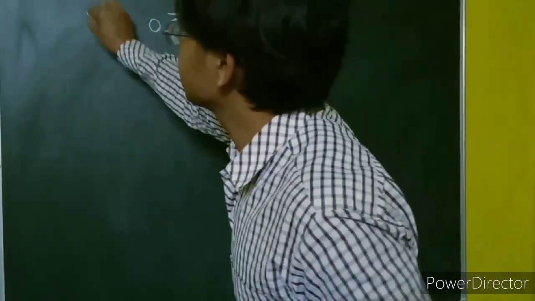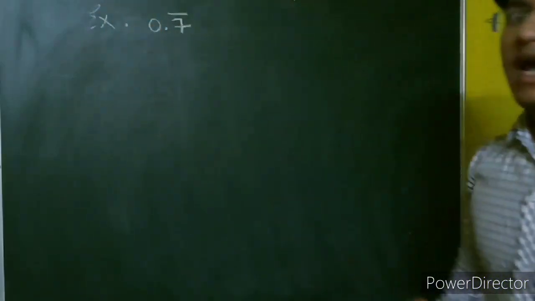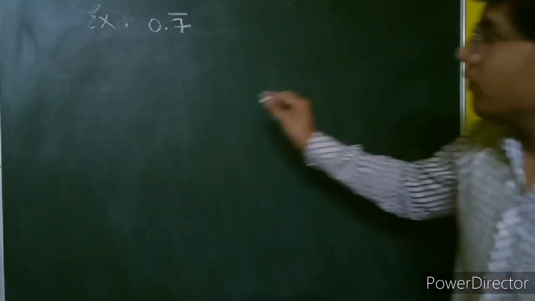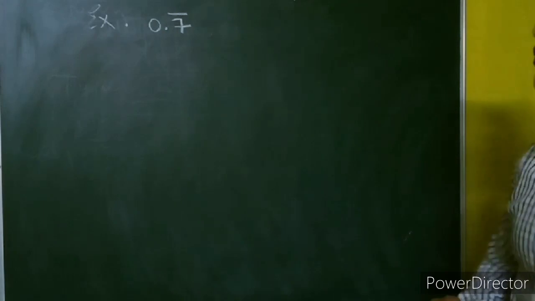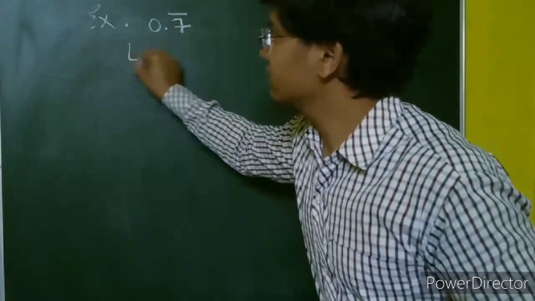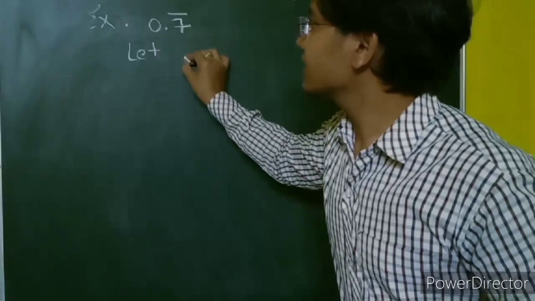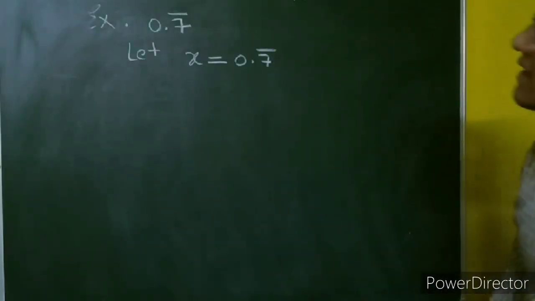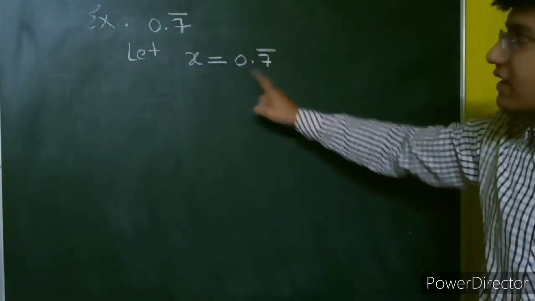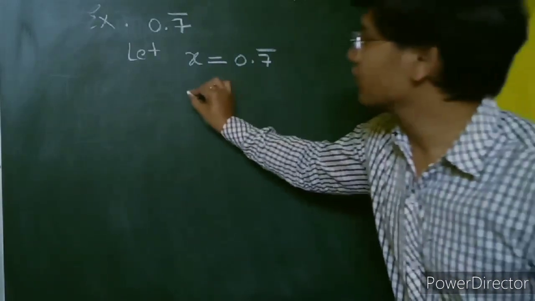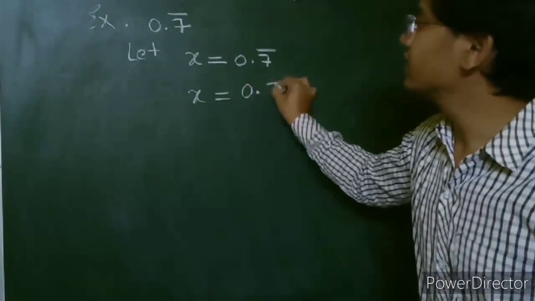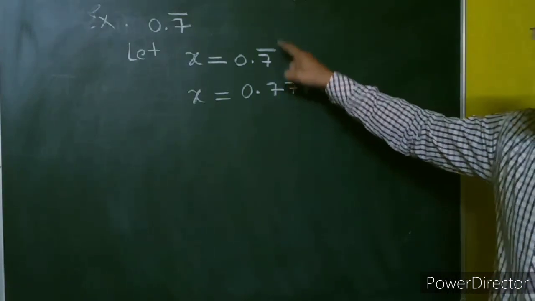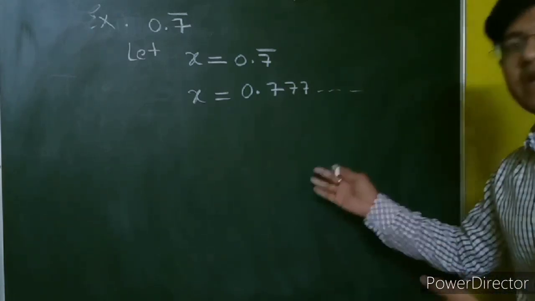If you will be given this 0.7 bar and you have to represent it in a form of P upon Q, so what can you do? Now to represent it in a form of P upon Q, what we are doing? We are writing let, मान लेते हैं कि ये किसके इक्वल है? This is equal to x. X equals to 0.7 bar. Let us consider this, that 0.7 bar is equal to x. So x equals to 0.777. We are having so many 7 because this 7 bar is there. If bar is there, we can say it is coming ultimately so many times.